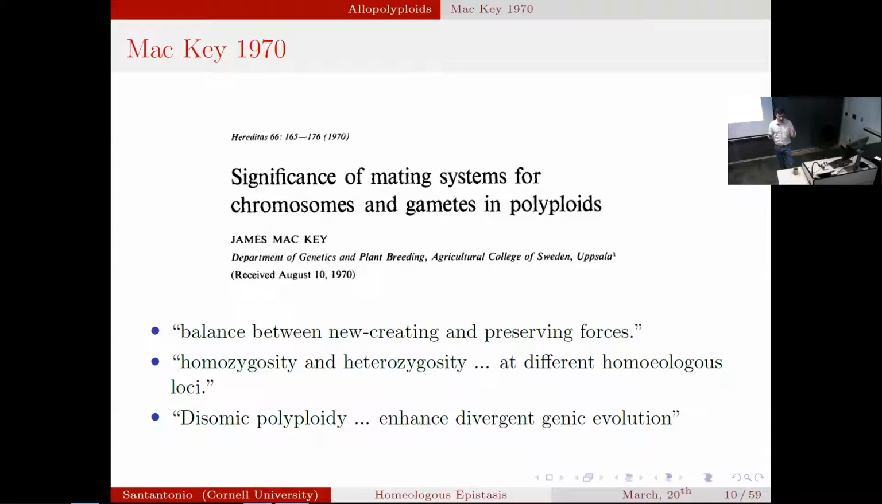He notes that whole genome duplication events are just pervasive in the plant kingdom. They're everywhere, especially in angiosperms, right? There are these polyploid events that happened a long time ago, and then there's a bunch that have happened relatively recently too. And he talks about how there's this balance in creating new genetic variation, but then preserving particularly good sets of alleles, right?